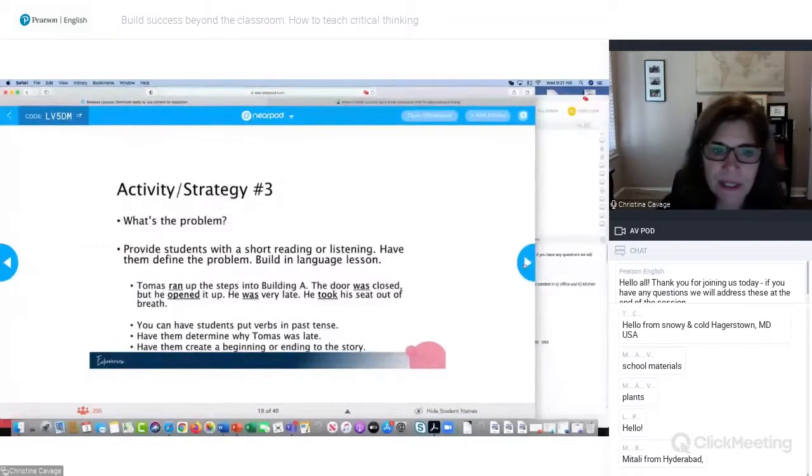Here's something I recently used in a class when I was teaching past tense. Thomas ran up the steps into building A. The door was closed, but he opened it up. He was very late. He took his seat out of breath. So students can identify when the story takes place. We can talk about past time, but I can take it a few steps further. I can have them develop why Thomas was late. Why do we think Thomas was late? He was obviously late for class. Why was he late? I can also have them create a beginning or ending to the story.